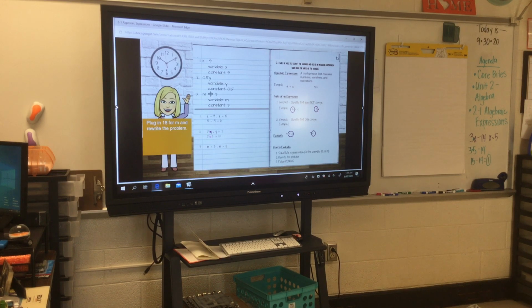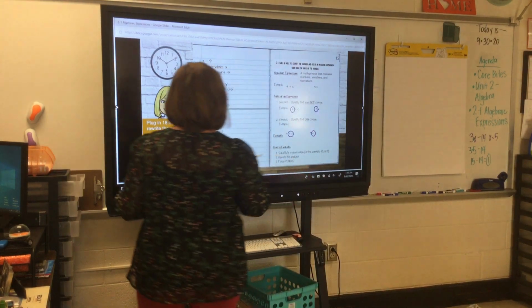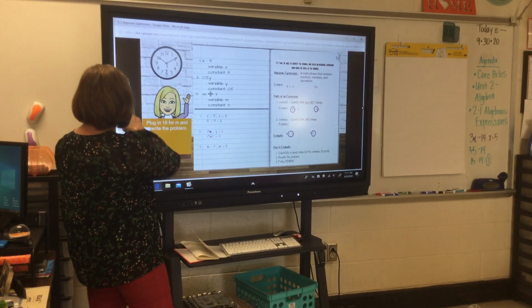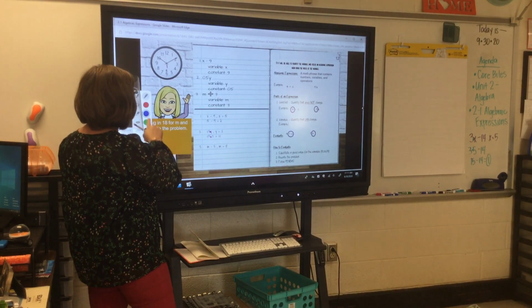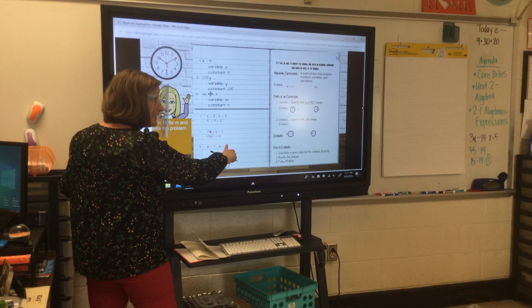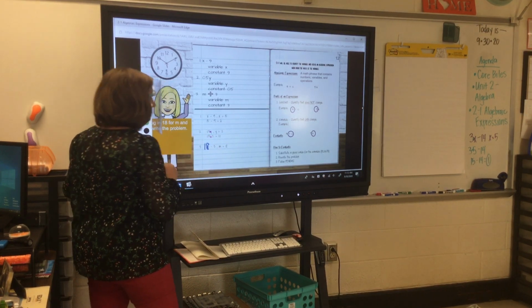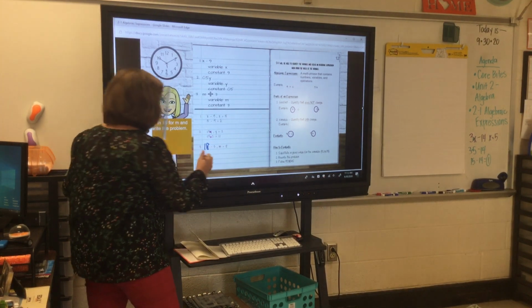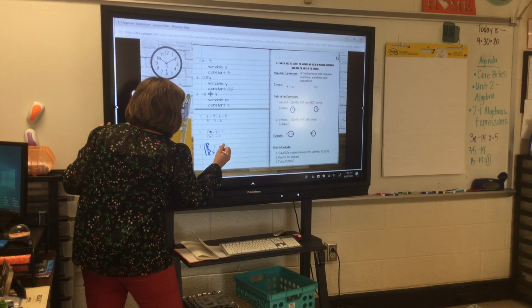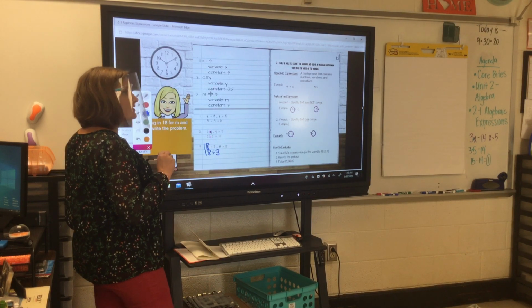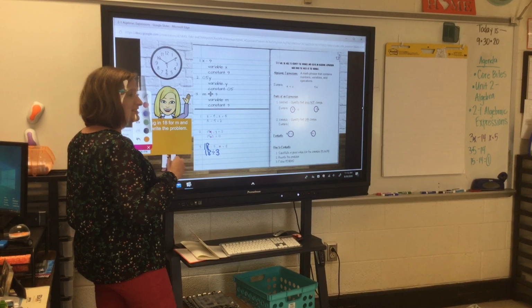Just to let you know, there are 2 different things. This is your problem. This is what you put in, and that separates it. All right, the first step is I have to do what? Plug it in. What am I plugging in? M equals 18. So what am I going to write for the M? 18. Now what do I do? Rewrite it. Now what do I do? Follow PEMDAS. 18 divided by 3 is 6.